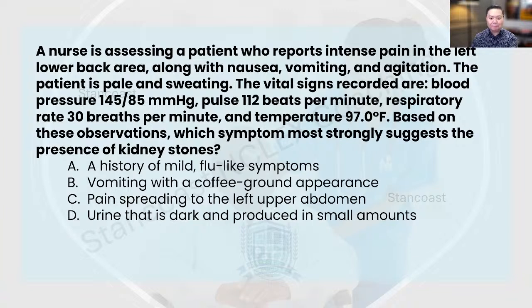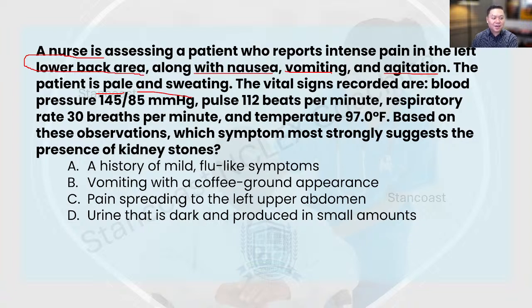All right, time is up. Now let's go back into the situation here. It said a nurse is assessing a patient who reports intense pain in the left lower back area. Remember, it starts with a flank pain, right? That's just like what I've said. Left lower back area, the flank area, along with the nausea, the vomiting, agitation. Of course, I'll get agitated if I have that kind of pain. The patient is pale and sweating. That is part of a sympathetic nervous system response.